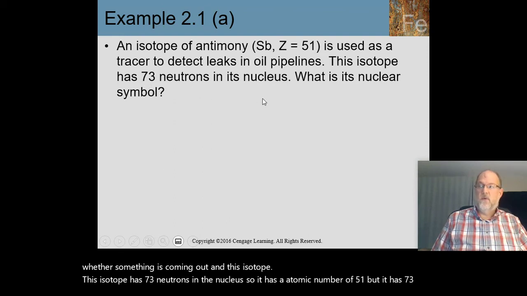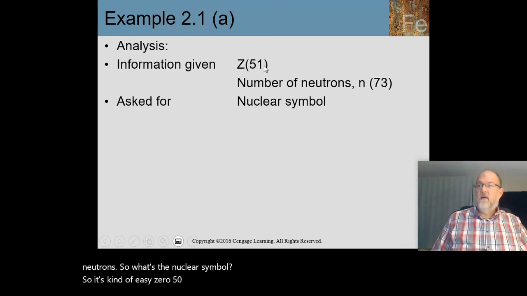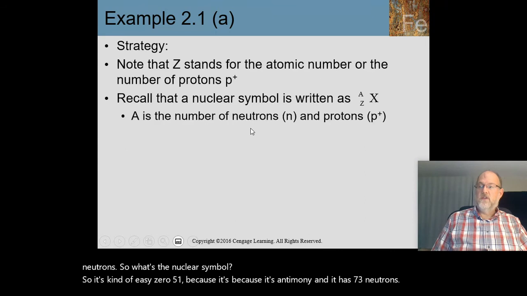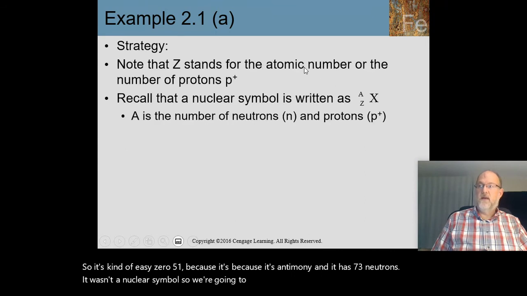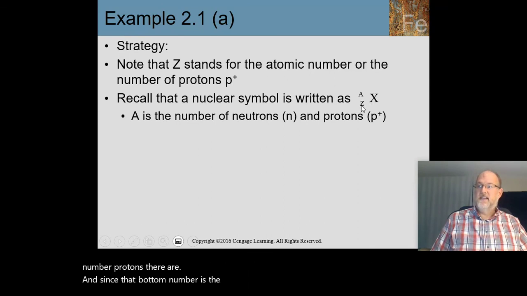So what's the nuclear symbol? That's kind of easy. If Z is 51 because it's antimony, and it has 73 neutrons, it wants to know the nuclear symbol. So what we're going to do is Z, we know, is the atomic number. That's the number of protons there are. And since that bottom number is the number of protons, we're going to put where that Z is, that 51.